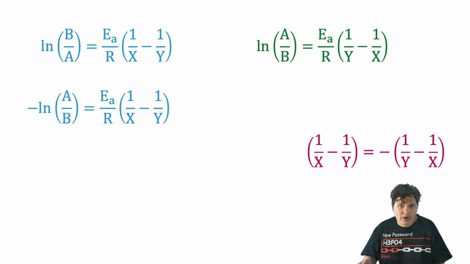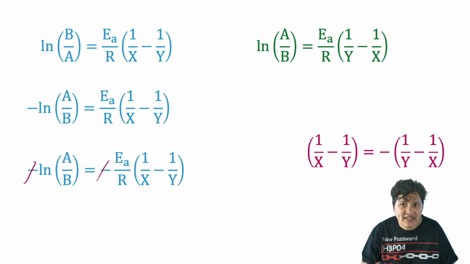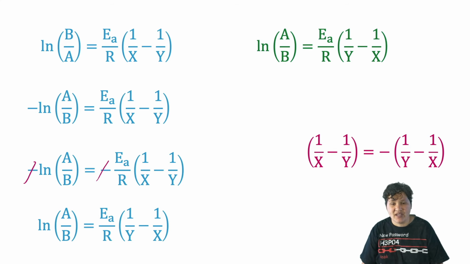Next, remember that 1 over X minus 1 over Y is equal to negative the quantity 1 over Y minus 1 over X. Again, let's plug that into the equation, which gives us this. Notice that we have negative signs on each side of the equation, and those will cancel each other out. And now compare what's left with the green equation. It is, in fact, the same.